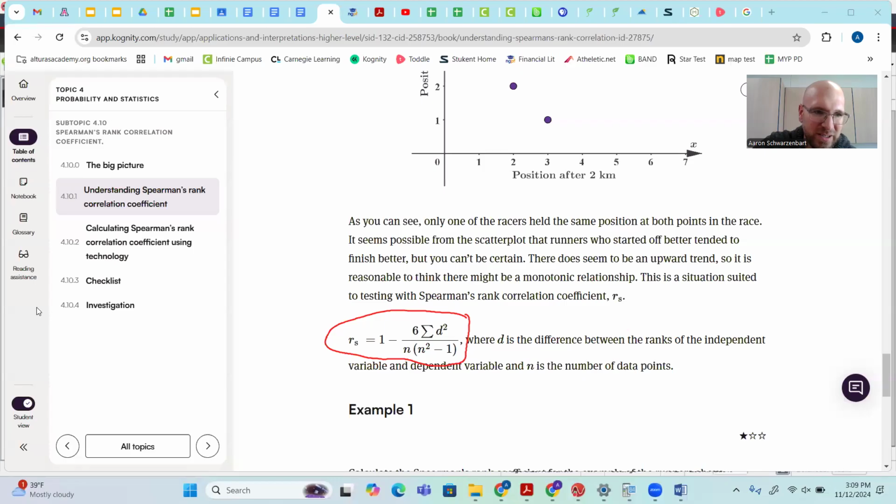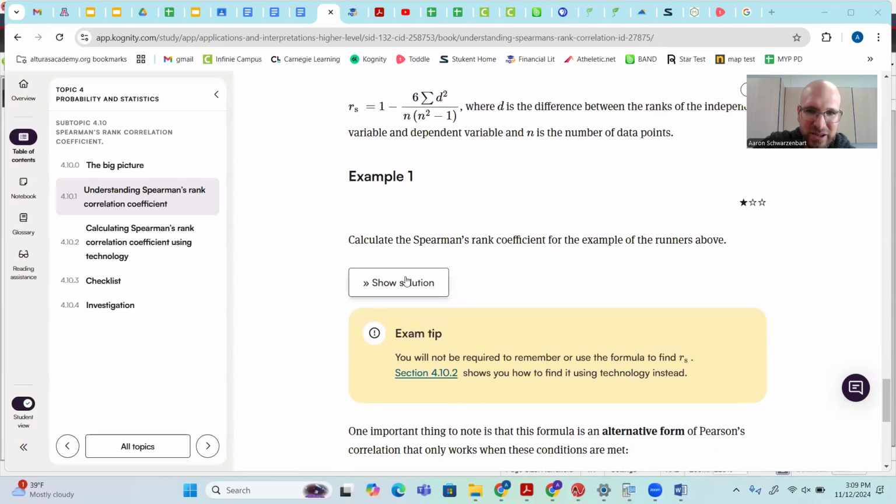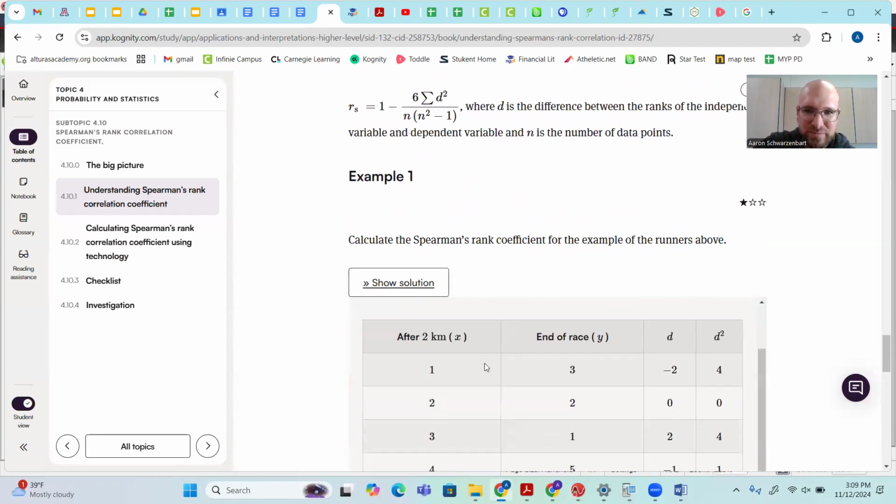So let's actually learn how to calculate this. Calculate for the runners above. We get 1 minus 3, which is -2. That gets us a D of -2. We're adding the D squared, so that becomes 4.